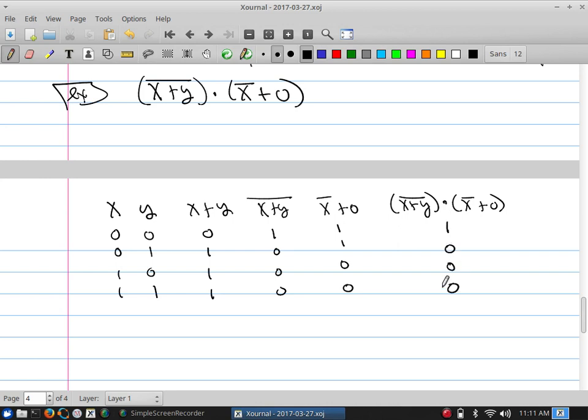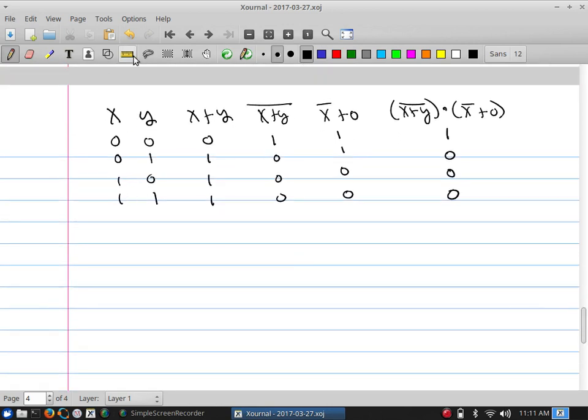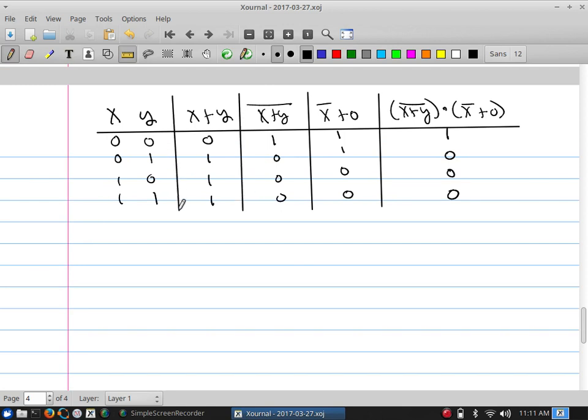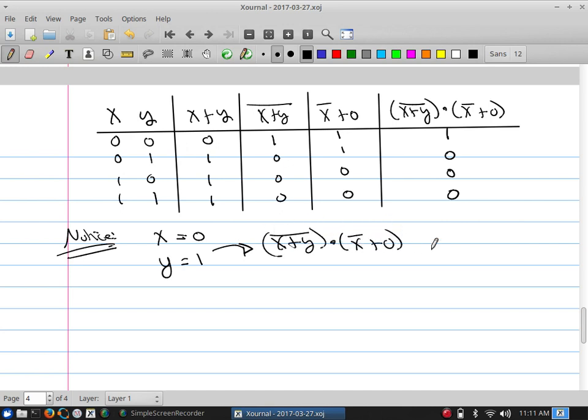Okay, so I have this entire table. But one of the things that I can notice, though, is sure, this is the bit table for that expression. But I can notice that if x is 0 and y is 1, this (x plus y)' complement dotted with x' complement plus 0, what does that spit out?